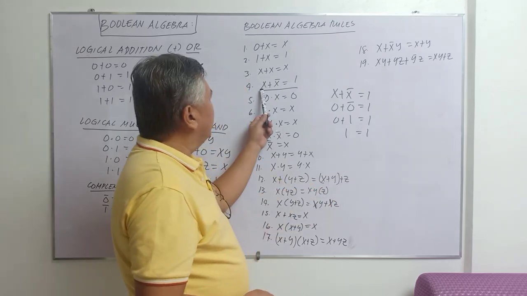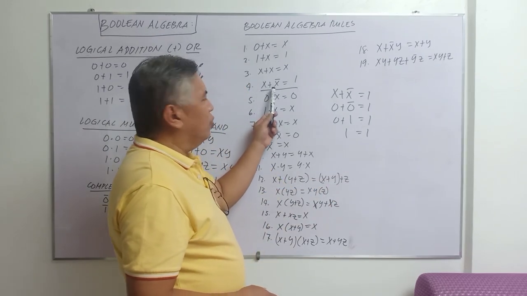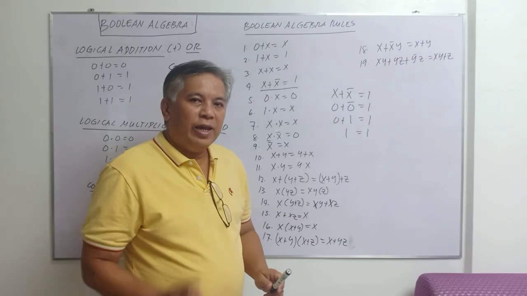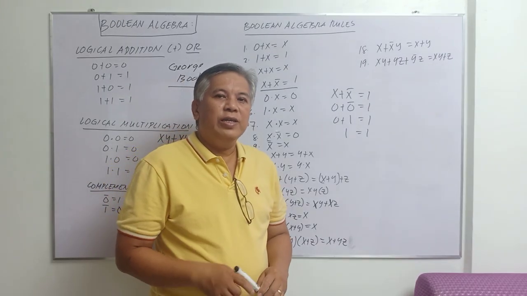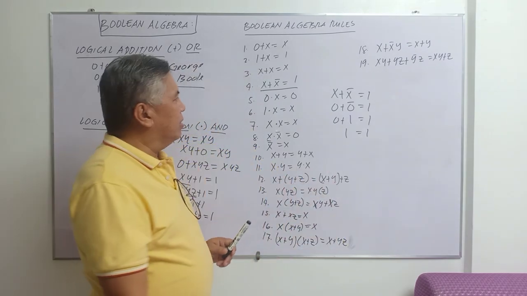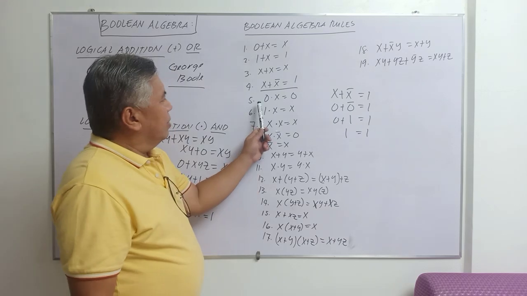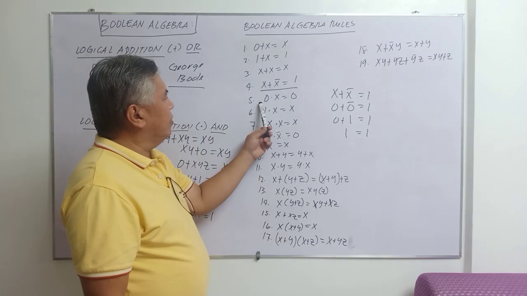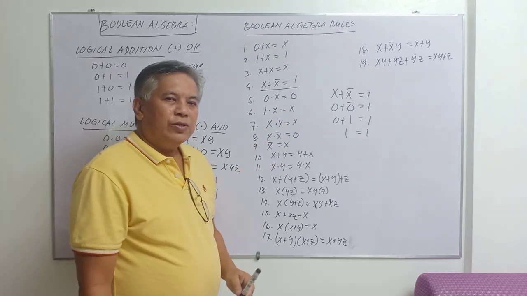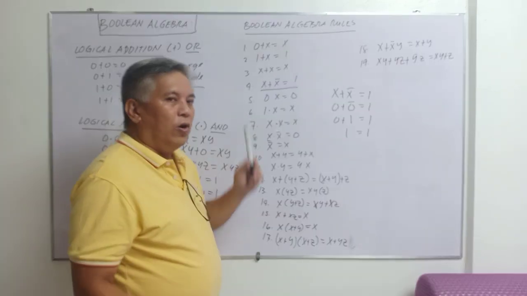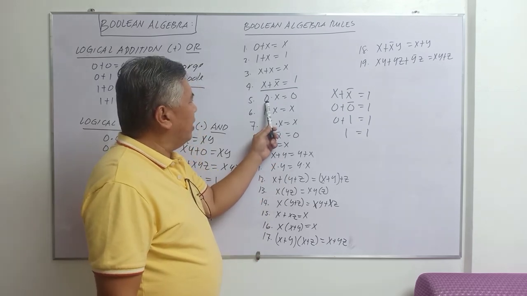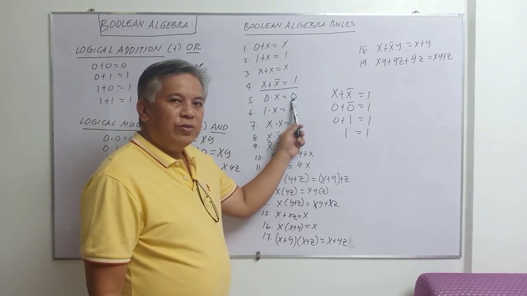So any variable added to the complement of that variable is equal to 1. Again, that is only good for a single variable, or that can be applied only for a single variable. Rule number 5, 0 times x is equal to 0. So this means that any variable or variables multiplied by 0 is equal to 0.